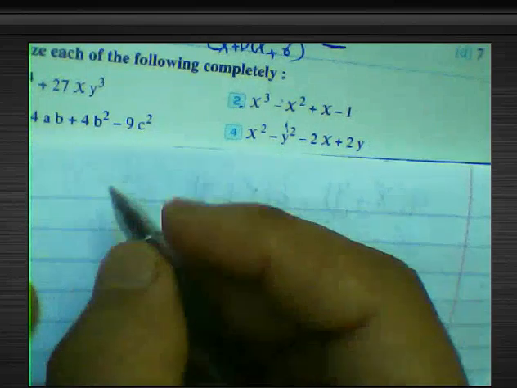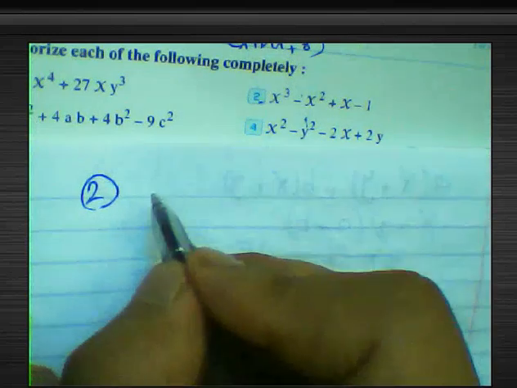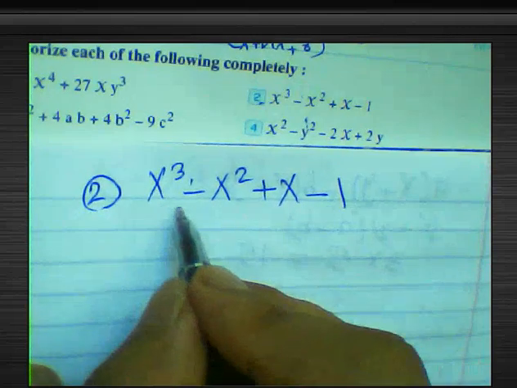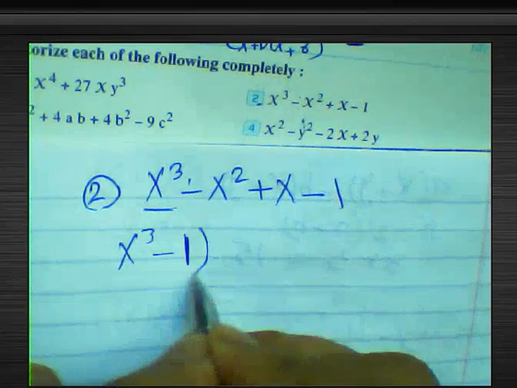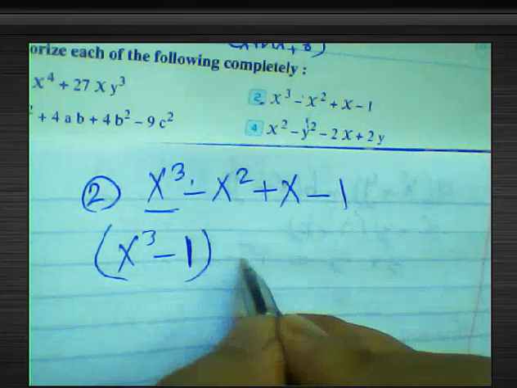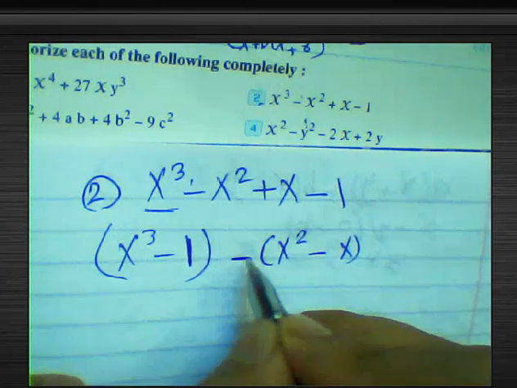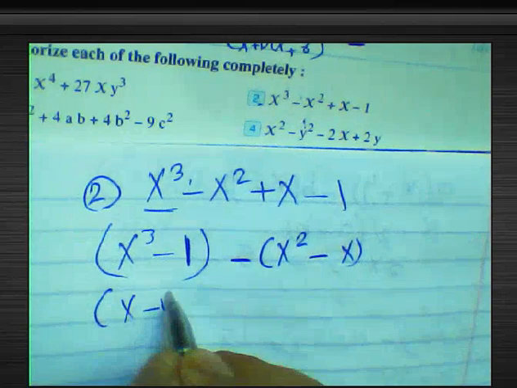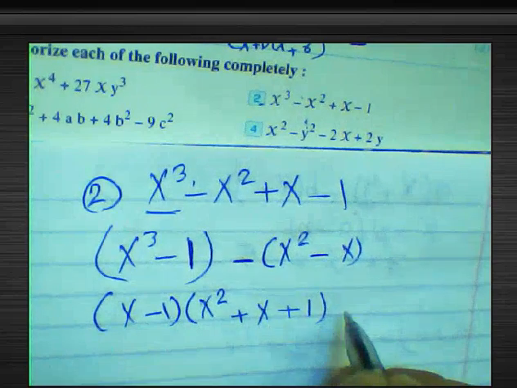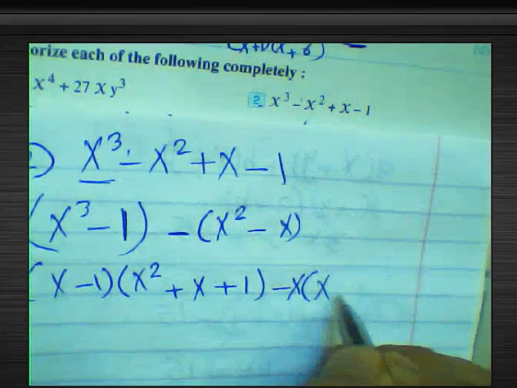Question 2, I will solve it again by another method. It's another method about this expression. x power 3 subtract x power 2 plus x subtract 1. We can write x power 3 subtract 1 within brackets, and we can write negative here, x power 2 subtract x. We can change the sign here because negative times negative equal positive, and factorize it. x subtract 1 multiply x power 2 plus 1 plus x subtract. We can change this expression by write x outside and x subtract 1 inside.